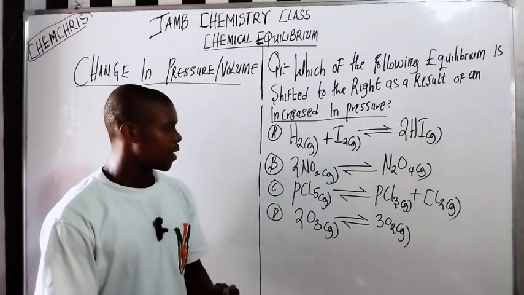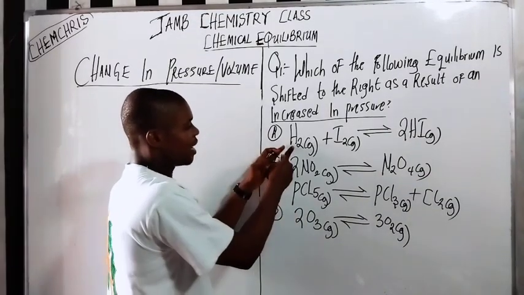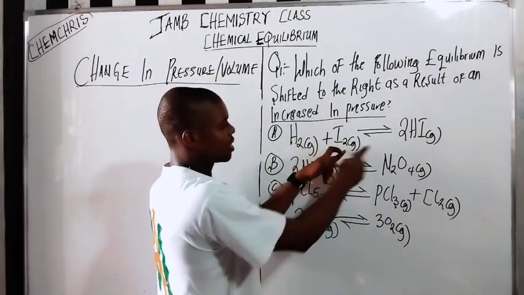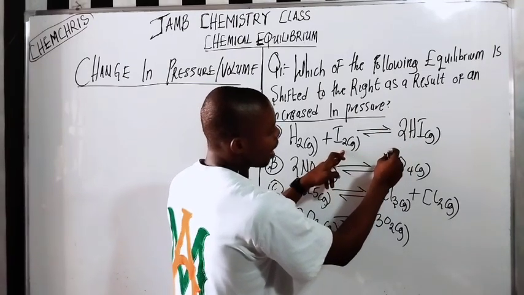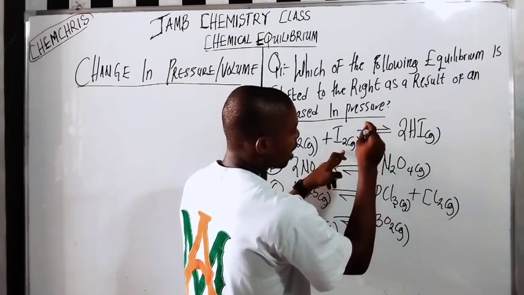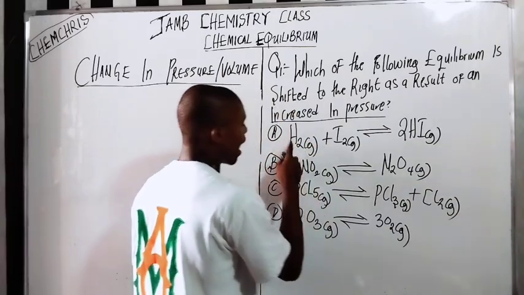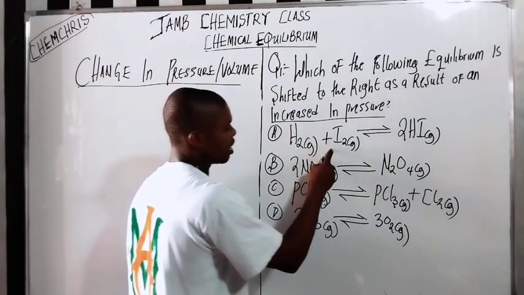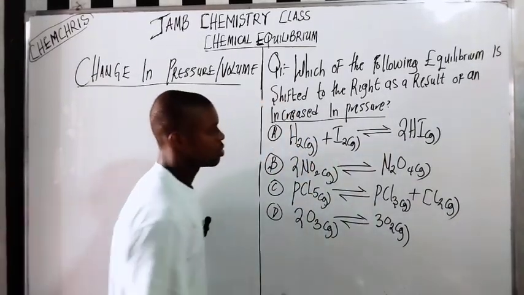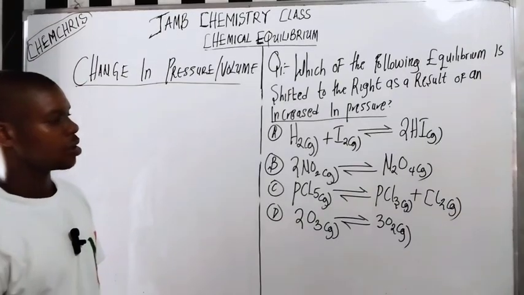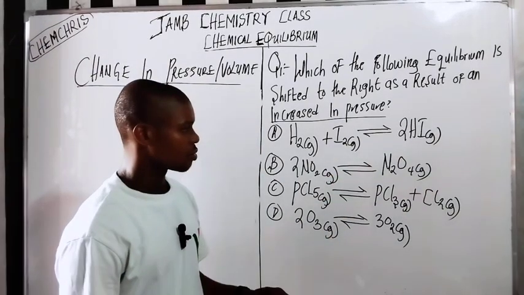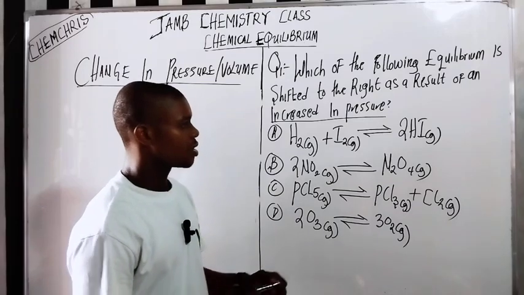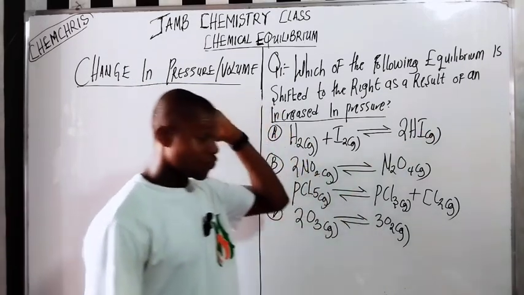So now let's tackle this one here. If you look at the first one here, we have H2 gas plus I2 gas giving you 2HI, hydrogen iodide. I almost forgot the name.